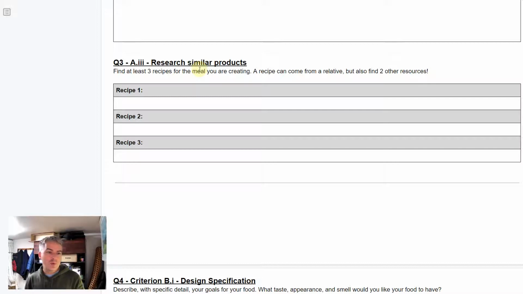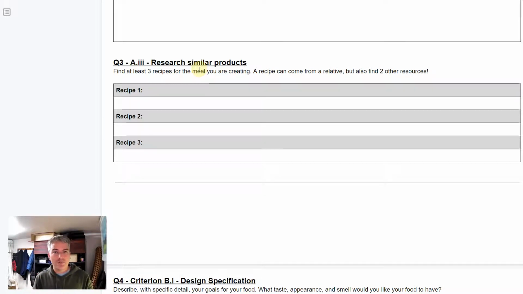For question three, we want to be researching. Part of the IB design process is to go out and find a few examples of products that already exist and then use those to help make your product. In this case, we're going to be finding at least three recipes for the meal that you're going to be creating.